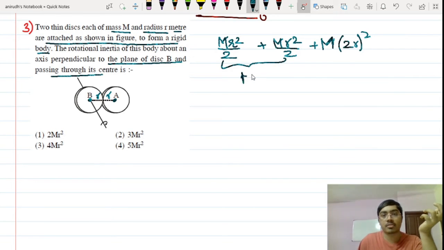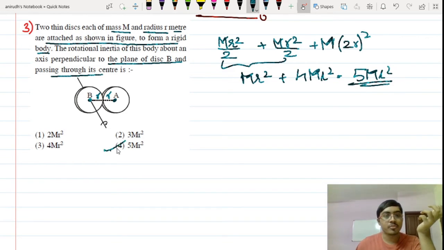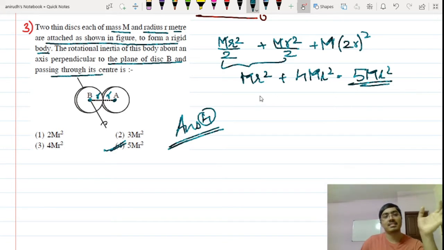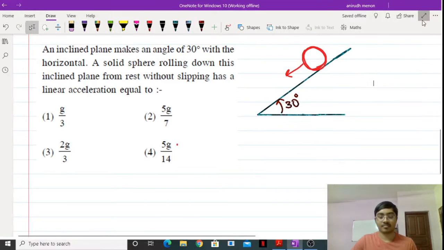So this will be mr square plus 4 mr square, which gives me 5mr square. So the correct answer for this question is option 4. A simple question, but yes, a normal routine kind of question from the topic of rotational dynamics. Let's go to the 4th question now.